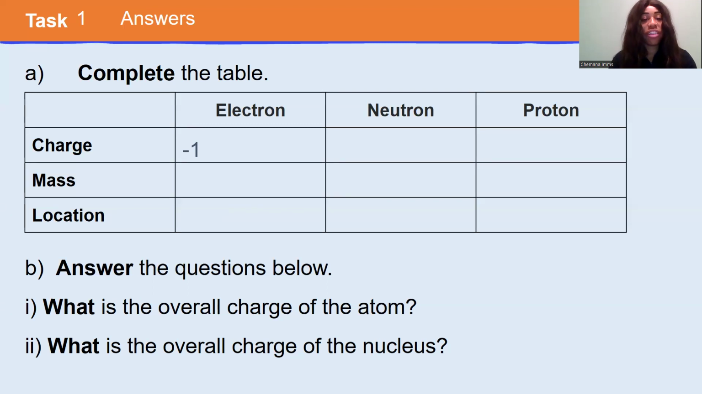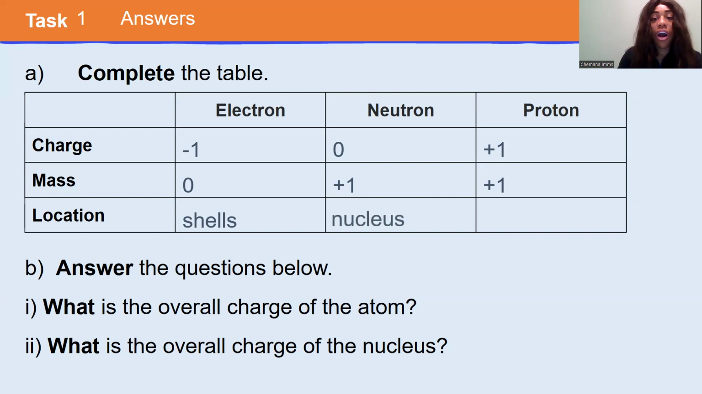Okay, so the electrons have a -1 charge. Hopefully you've got that right. If you haven't, you can take a different coloured pen, preferably a purple pen or a green pen, and you can make your alterations. We've got our neutrons, which have a 0 charge. We've got our protons, which is +1. Our mass, which is 0. Mass for neutrons, which is +1. And mass for protons, which is +1. And then our locations, hopefully you would have said that our electrons are found in the shells, and then our neutrons are found in the nucleus, as well as our protons.